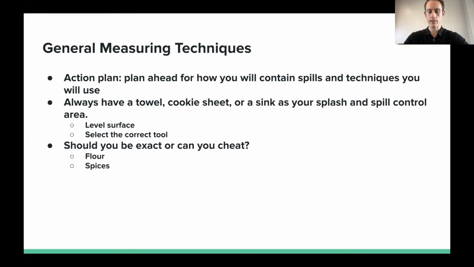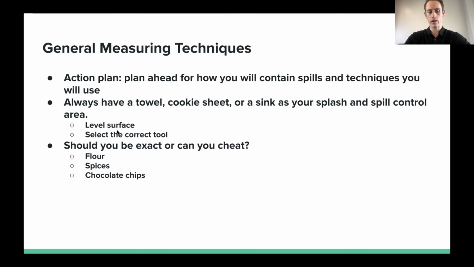How about with spices? Exact or can you cheat? C for cheat, E for exact. I'm seeing an E for exact. This one's a little bit tricky. You could be at an E or a C for this one. Good, I see a C as well. You can cheat with spices most of the time. Sometimes though, you don't want to put too much in. You just need to be careful with the spices. But most of the time you can cheat with spices.